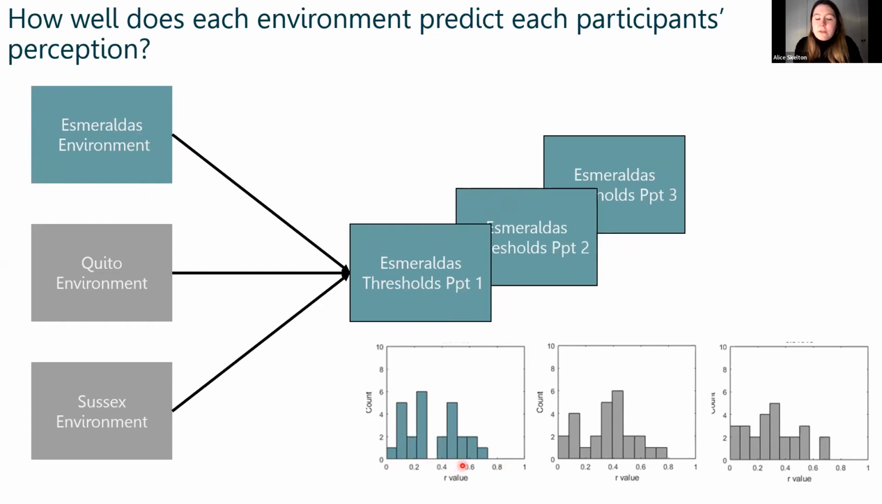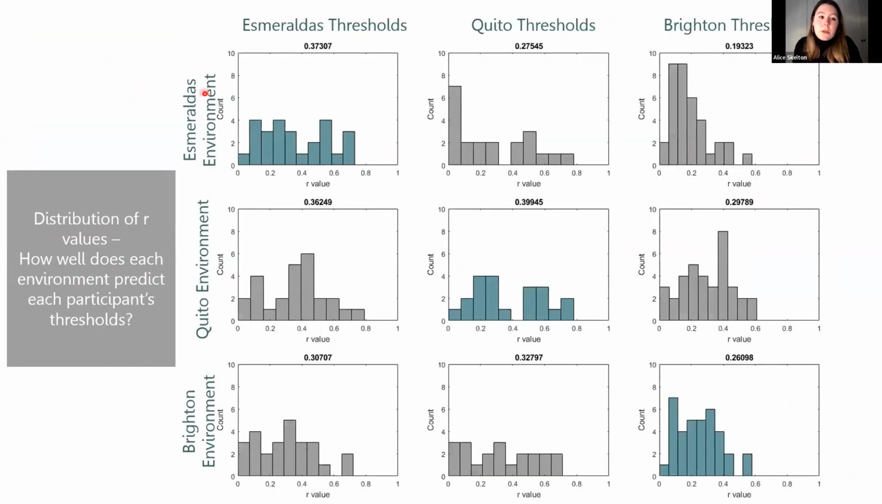And if you found that an environment was particularly good at describing their thresholds, then you might expect it at this end of these figures, for example. So we do that with the participant's own environment, and then we also compare it to the distributions that you find when you correlate the two other environment statistics with each individual participant's thresholds in that population. And this is what all of those figures look like.